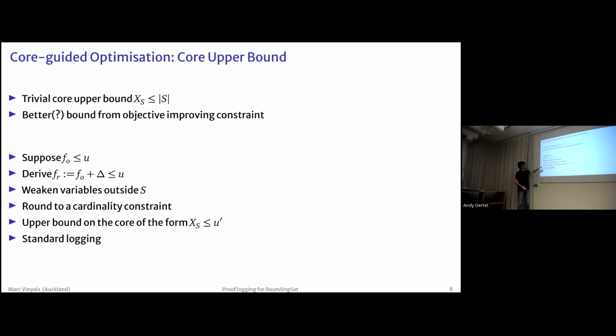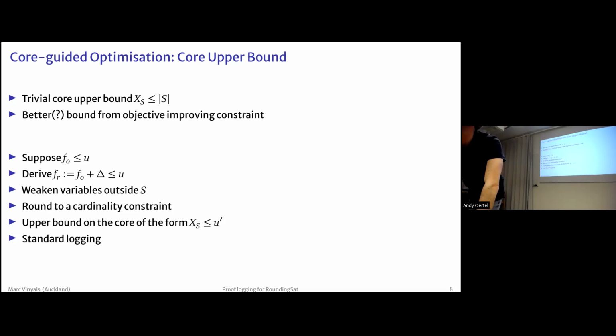But the logging part of this is just, okay, we know how to go from the original constraint to the reformulated constraint. And then weakening, we know how to weaken. And again, rounding to a cardinality constraint just means dividing. So good, this we know how to do. Great. So now we've got lower bounds and upper bounds on the core.